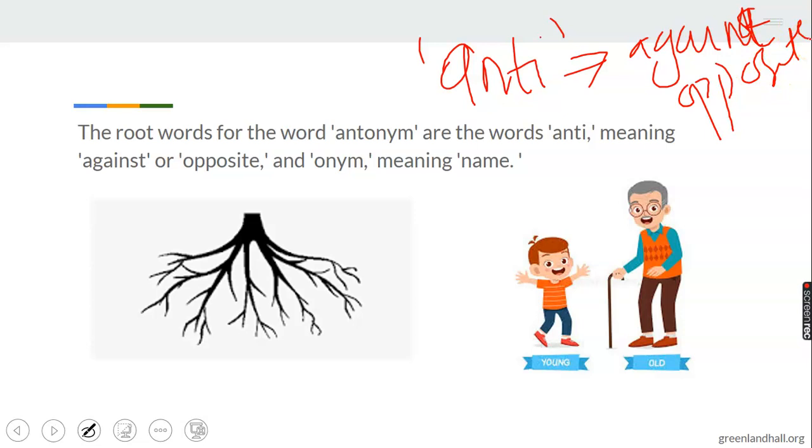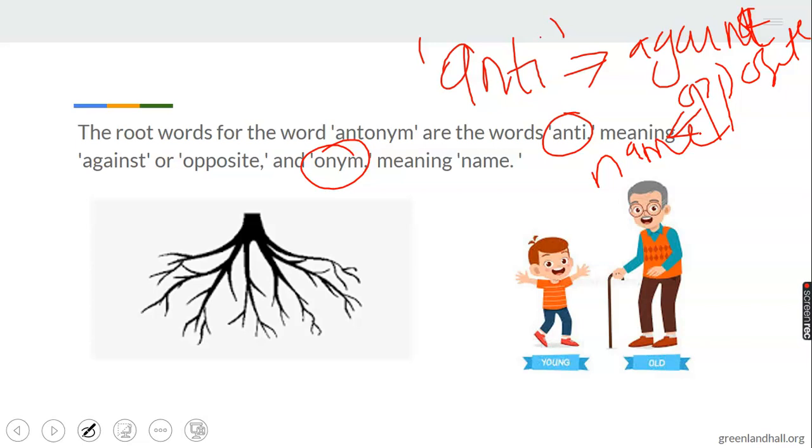Okay, so after that we have onyms. We've dealt with anti and onyms. Onyms means what? Name. So what it means is an opposite name. That's what antonyms means. So we've broken it down. Anti means against or opposites. Onyms means name. Don't forget that.